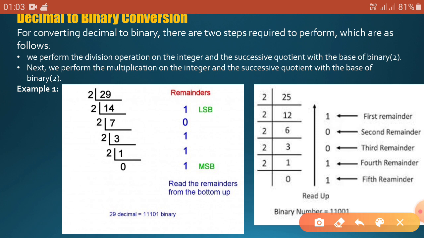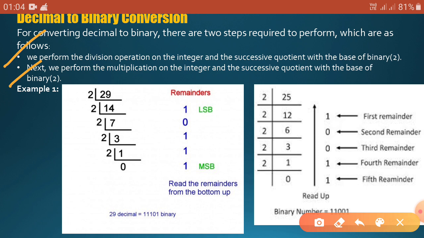So we know in the decimal number system we have 10 symbols or 10 digits, starting from 0 up to 9, and in the binary number system we only have 0 and 1. For converting decimal to binary there are two steps to perform. Number one is to perform division on the integer and the successive quotient with the base of binary, and then we perform multiplication on the fractional part with the base of binary.